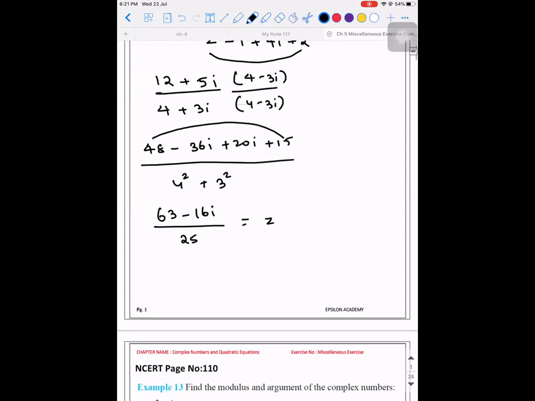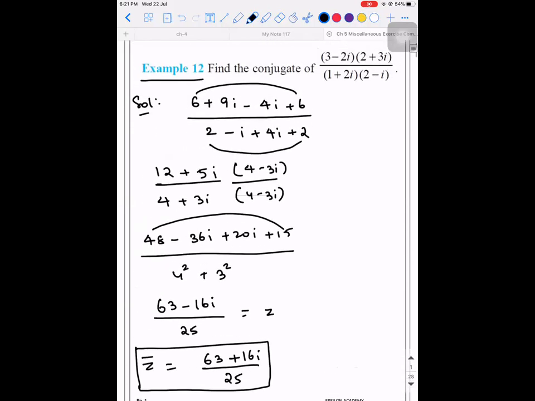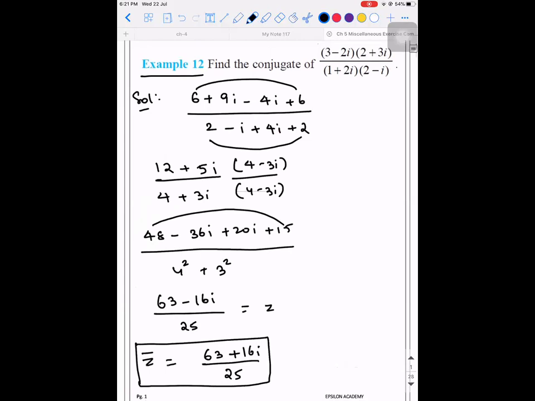So what will be the value of z conjugate? 63 plus 16i divided by 25. I hope it's clear. Is there anyone having a doubt? 63 plus 16i, the whole divided by 25.